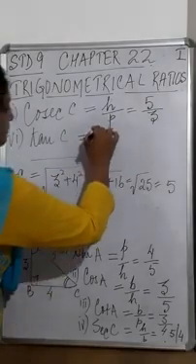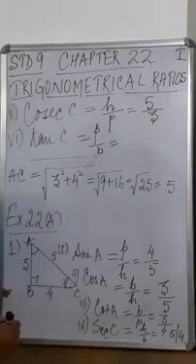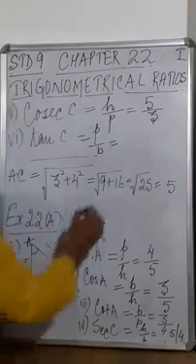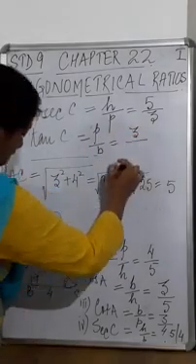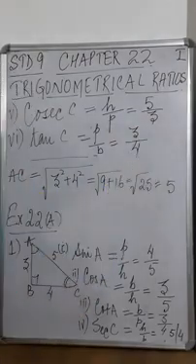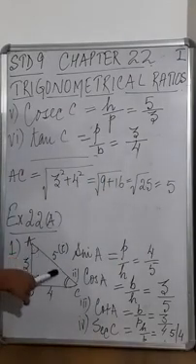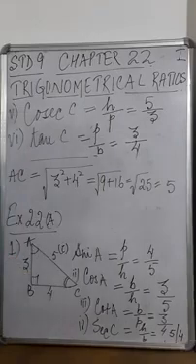Next is tan C. Tan C will be perpendicular by base. The perpendicular side for C is 3 and base is 4. So this is how we find the trigonometrical ratios with respect to angle A and with respect to angle C.